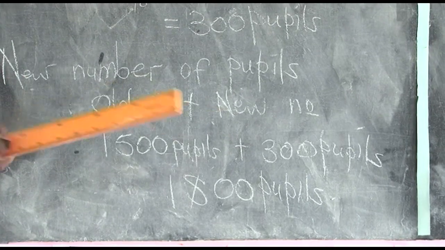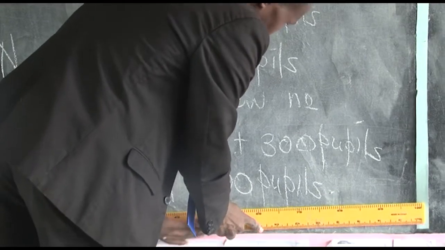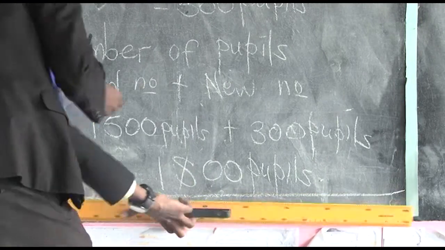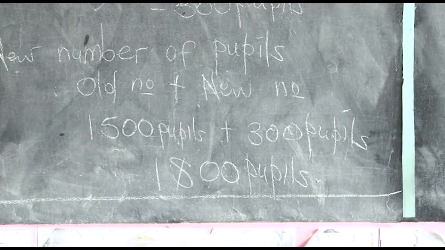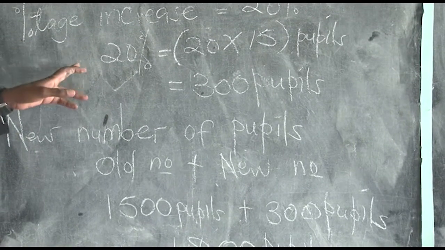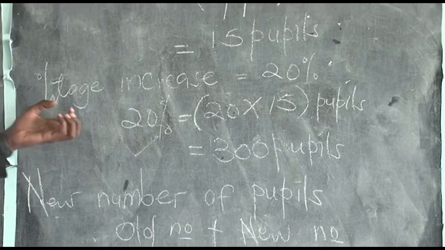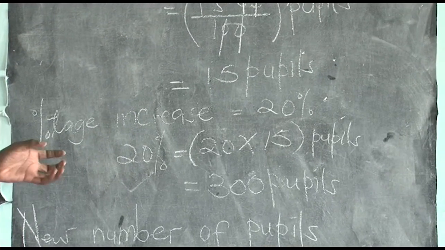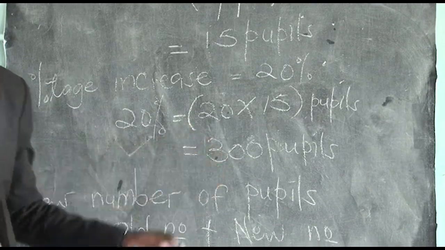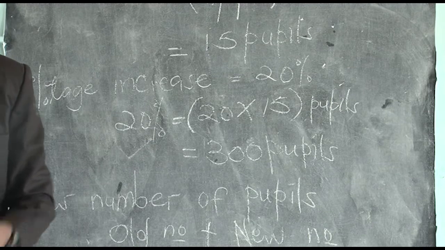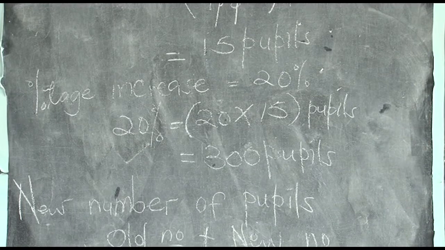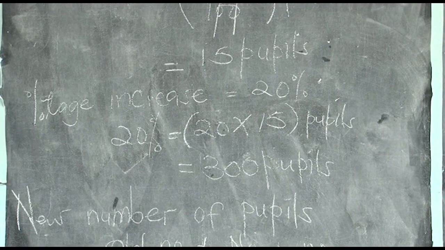After getting that, get your ruler and underline your work. Underline your answer. After underlining your answer, you can look at it and you realize that the new percentage increment, which was 20%, that 20% is having an impact or an effect of 300 pupils. Let's switch up to another method. Let's look at method three. I will see how we can go through it again.